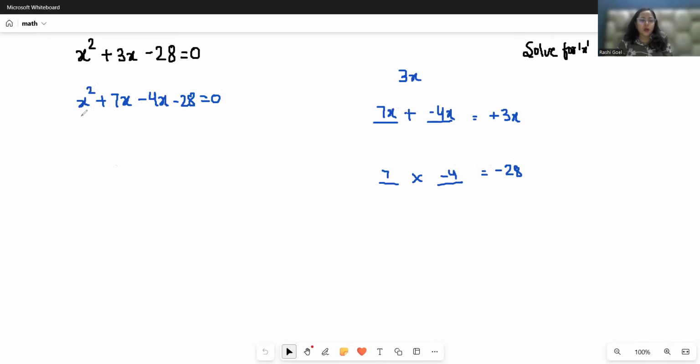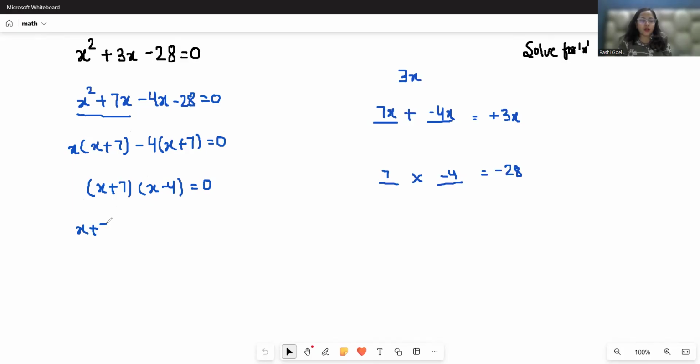Now I am going to factor it. I am going to take x common from the first two terms. So what is left? x plus 7. And if I take negative 4 common from the last two terms, x plus 7 is left. Now the bracket x plus 7 is common. So what is left? x minus 4. So these are the two factors.